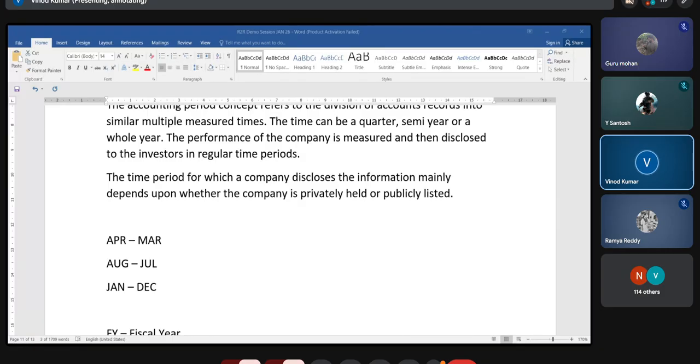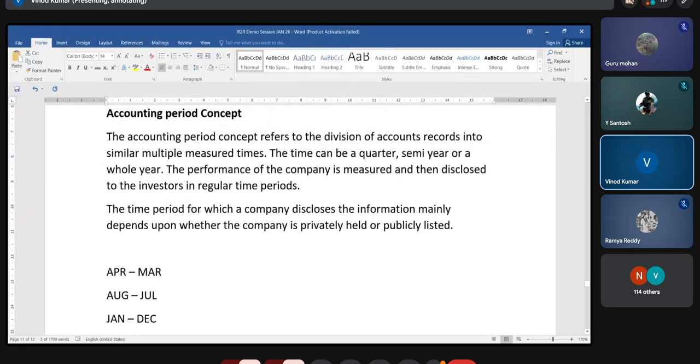Is it understood? So why is it important to measure the company's financial performance? What the company earned in the last month, last year, last quarter, like that. To measure the company's financial performance, the accounting period concept is very important. Accounting period concept refers to the division of accounting records into similar multiple measured times. The time can be a quarter, semi-year, or a whole year. So the performance of a company is measured and disclosed to the investors in a regular time period.